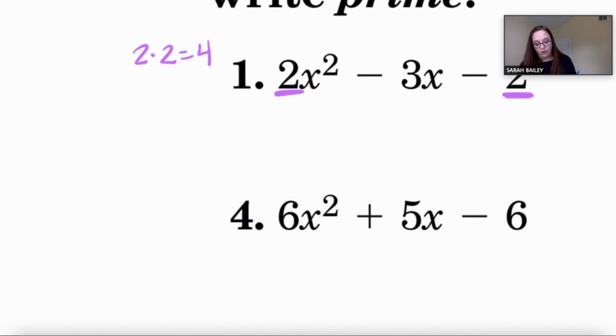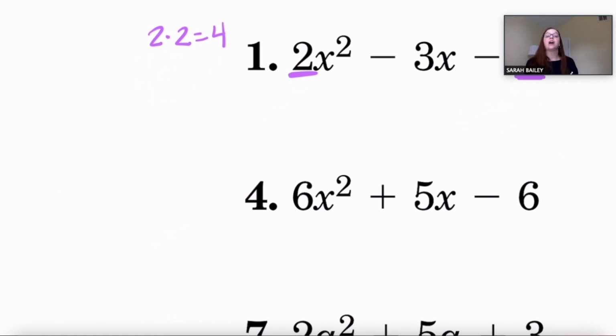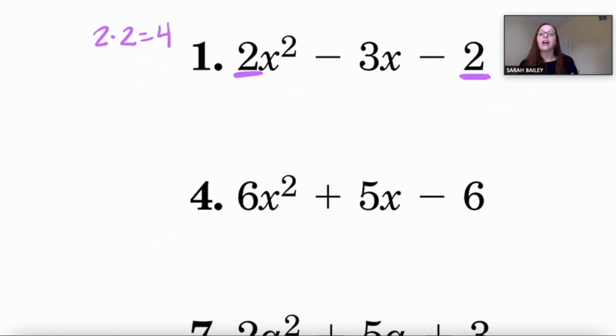And then let me zoom in. Then you're going to list out the factors of 4, not 2. So the factors of 4: 1 times 4 and 2 times 2. From those factors, you want a pair whose sum is going to be negative 3. So that's going to have to be 1 and negative 4, right?